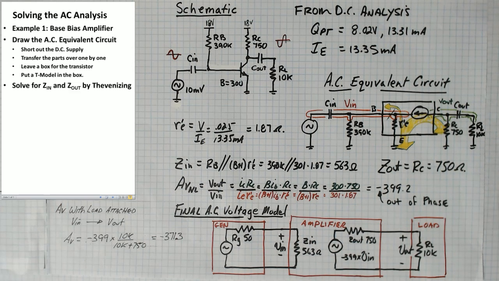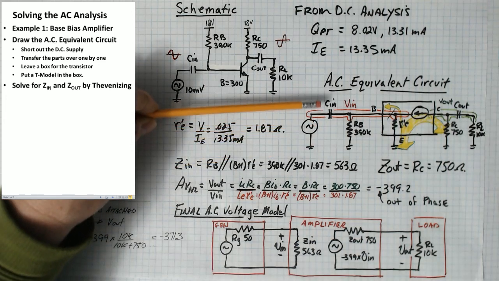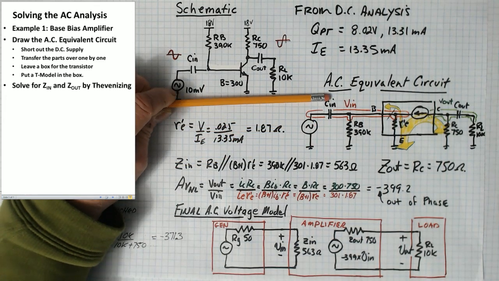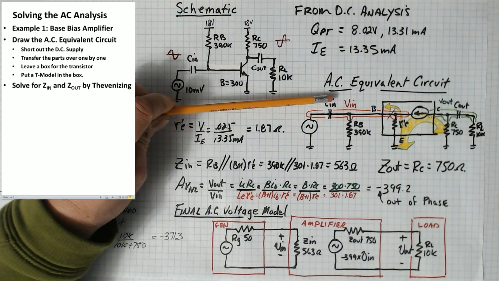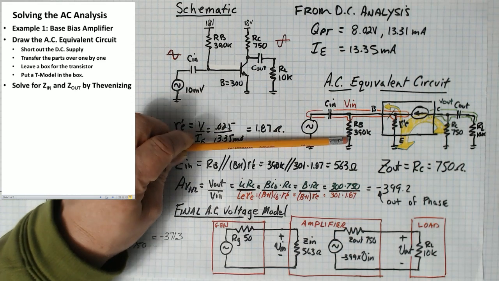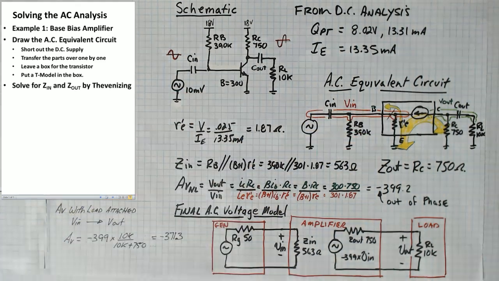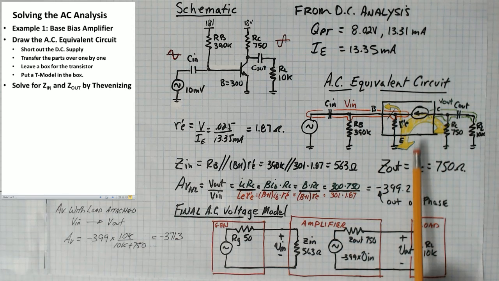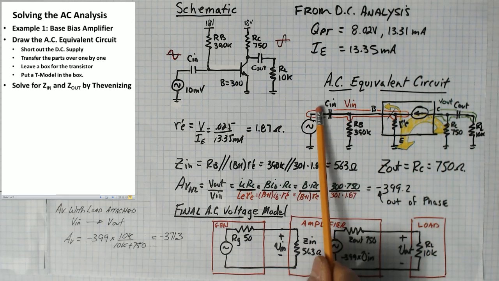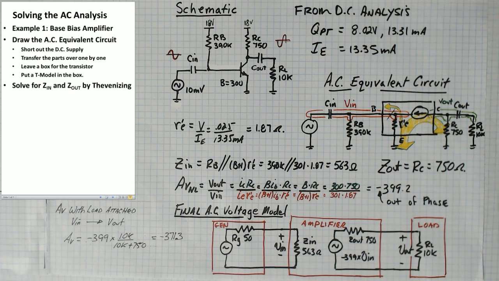First thing we do is we solve for Z in and Z out by Thevenizing. So in order to find Z in, what you want to do is stand here and look on the input of the transistor circuit and say to yourself, what is the impedance looking into the circuit? If I look into the circuit here, I see two resistances in parallel. I'm doing this by Thevenizing, so when I Thevenize, the current source becomes an open circuit. These resistors are not seen looking into the input of the transistor.